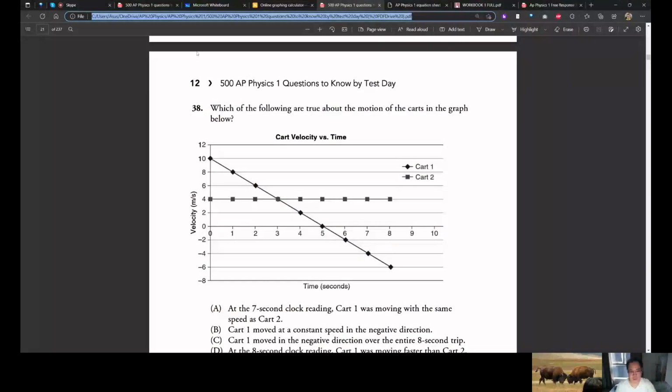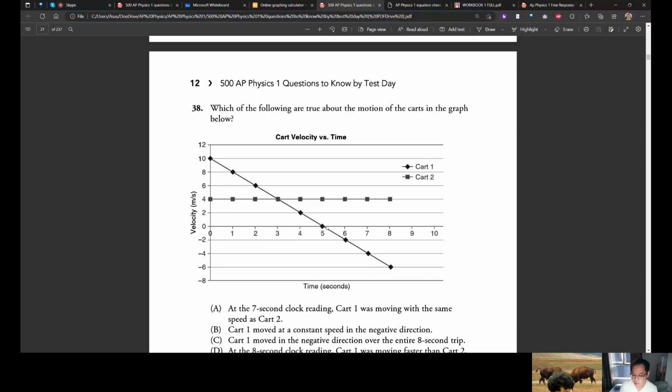Which of the following are true about the motion of the carts in the graph below? This is the graph of velocity versus time. There are two carts, cart one and cart two. Cart one, represented by the black line, has a velocity that decreases from 10 to 0 in the positive direction. Then at 5 seconds the velocity becomes 0 and changes direction and becomes negative, meaning moving in the opposite direction to the initial positive direction.